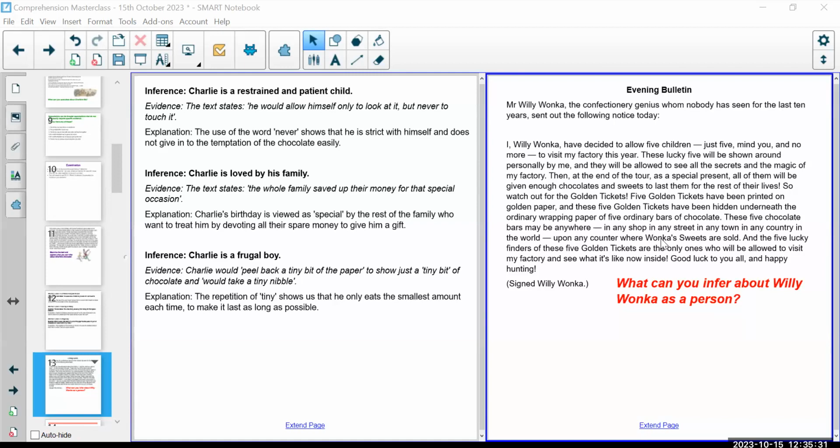Okay, this is a good one. He's a very proud man. It emphasizes that the factory is very special and magical. That's the quote. Good. This suggests he thinks very highly of himself. Excellent.